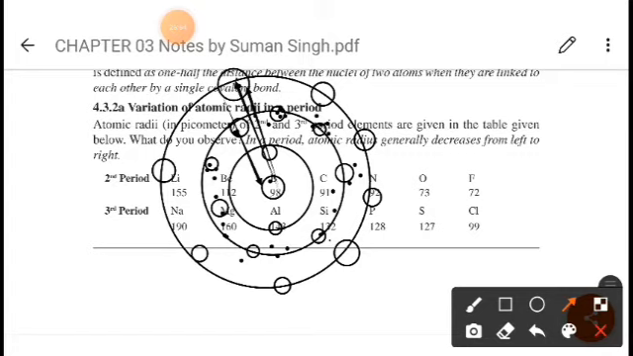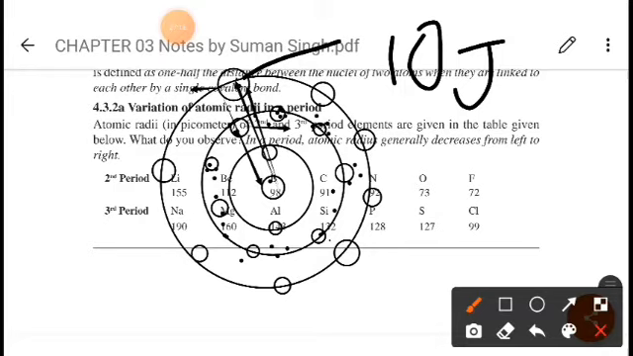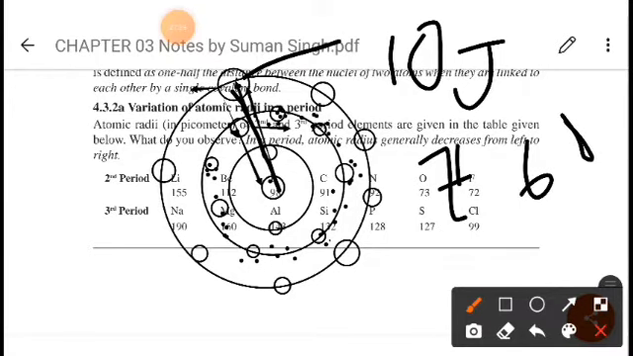Suppose when this electron was not shielding, the force on this electron was 10 newton. Or we can take the energy instead, suppose 10 joule of energy was exerted on that electron. Now, with the shielding of the inner electrons, the attraction force of the nucleus on this electron will decrease, suppose to 7, 6, 8, like this. I hope you have understood now, right?